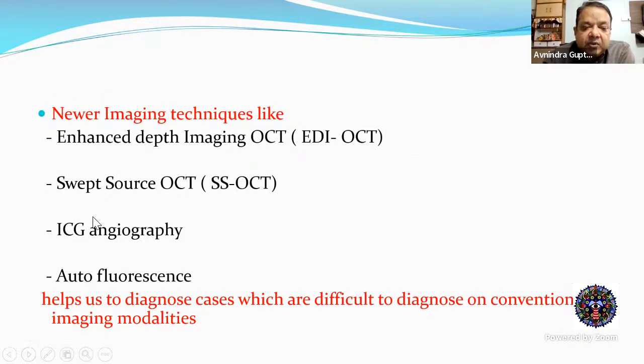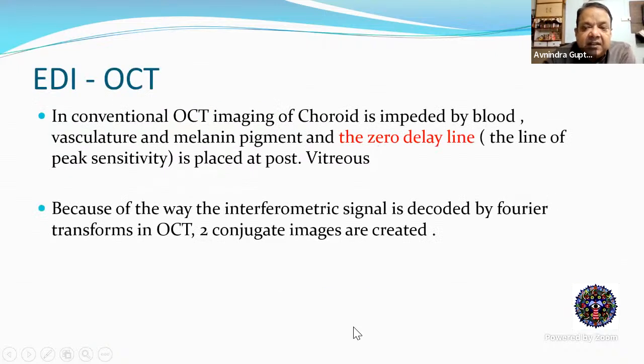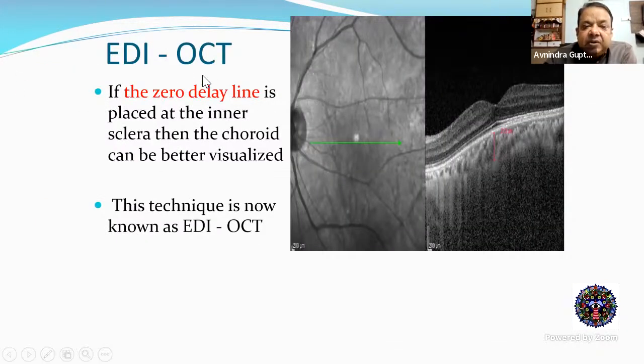EDI OCT, swept source OCT, ICG angiography, and autofluorescence help us to diagnose cases which are difficult to diagnose on conventional imaging modalities. In conventional OCT, imaging of the choroid is impeded by blood vasculature and melanin pigment, and the zero delay line is placed at the posterior vitreous. In EDI OCT, the zero delay line is placed on the inner surface of the sclera. Then the choroid can be better visualized.